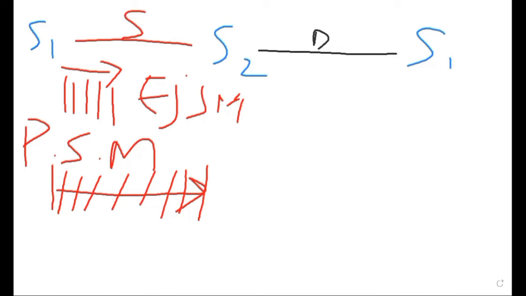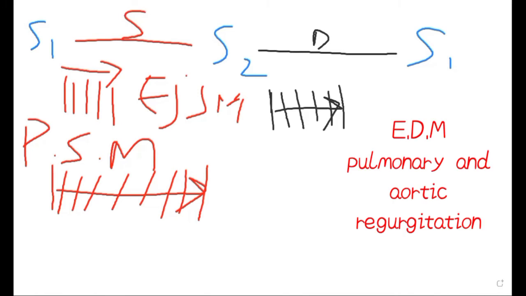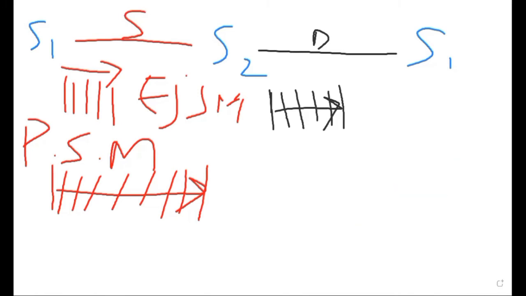What are the diastolic murmurs? Diastolic murmurs are of two types. One is the early diastolic murmur, the other is the mid diastolic murmur. Early diastolic is like the ejection systolic murmur. It starts in the initial phase of the diastole and disappears in the late phase of the diastole. So initially it starts, then it ends. What are the differentials? Pulmonary regurgitation and aortic regurgitation cause the early diastolic murmur.